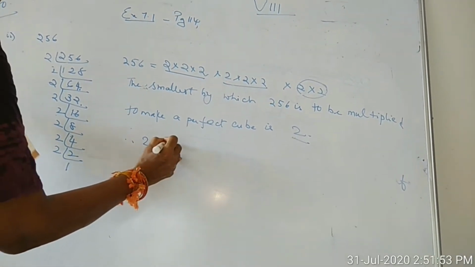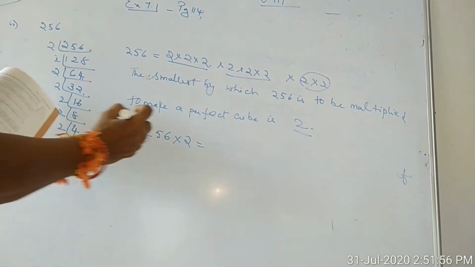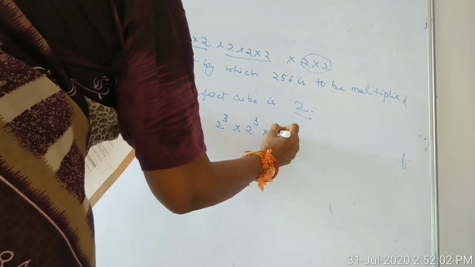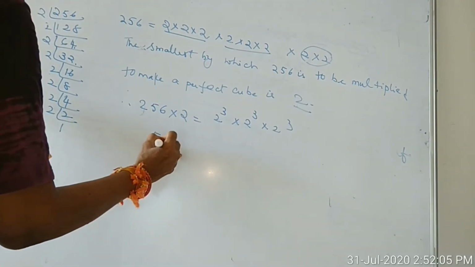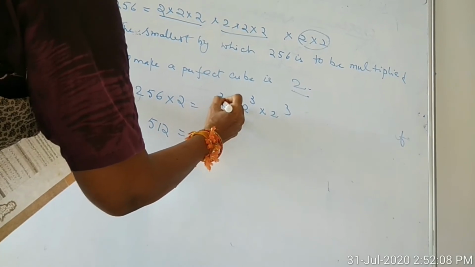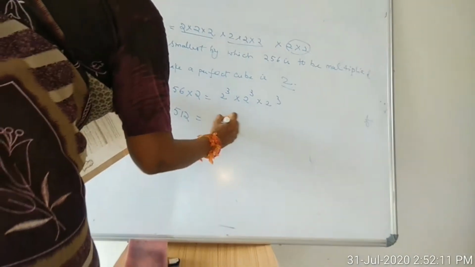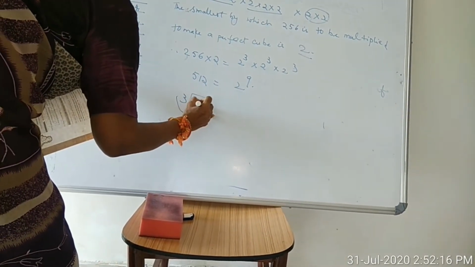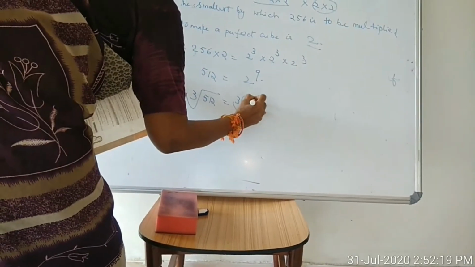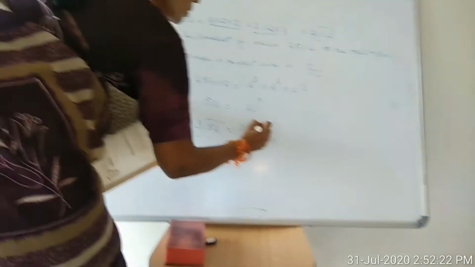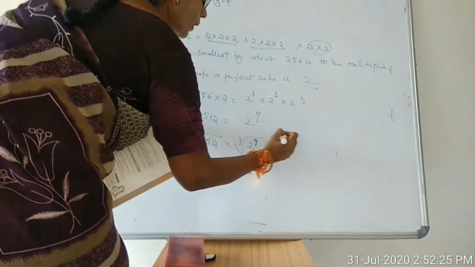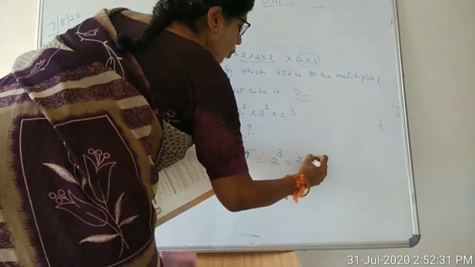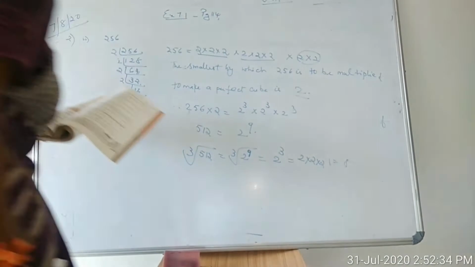Therefore, 256 into 2 is equal to 2 cube into 2 cube into 2 cube. What is 256 into 2? 512. Yes, count, children. Apply the laws of exponents. 3 plus 3 plus 3, 9. Cube root of 512 is equal to cube root of 2 power 9. Cube root means the power should be divided by 3. 3 divides 9 how many times? 3 times. So it is 2 into 2, equal to 8.